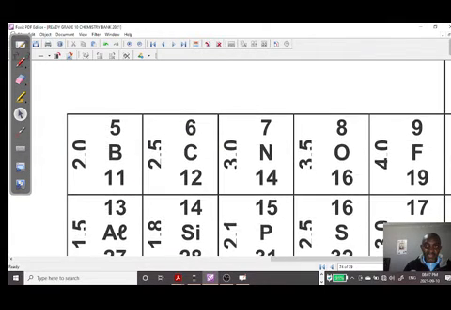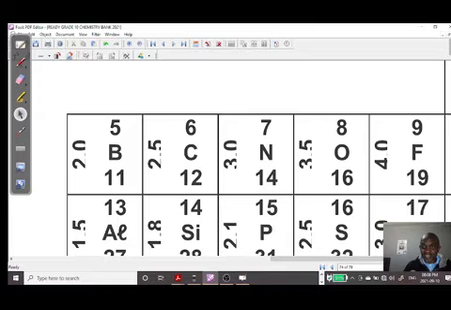Now, check what is happening here. Likewise, one mole of boron atoms contains a mass of 11 grams, one mole of nitrogen atoms has a mass of 14 grams, and one mole of fluorine atoms has a mass of 19 grams.